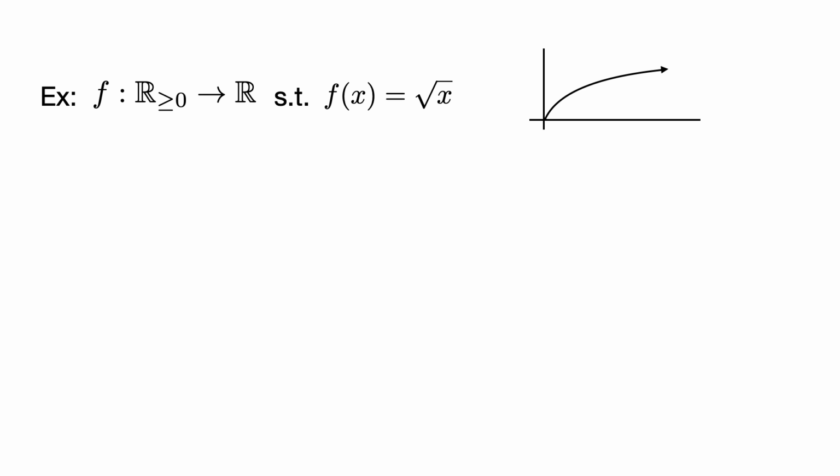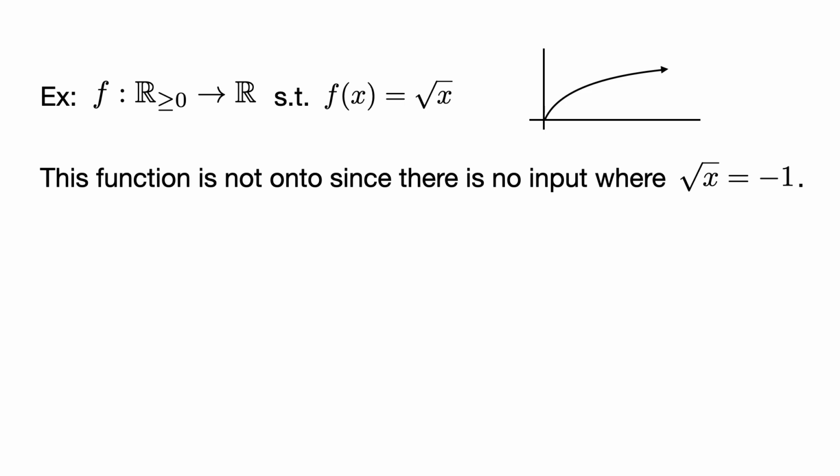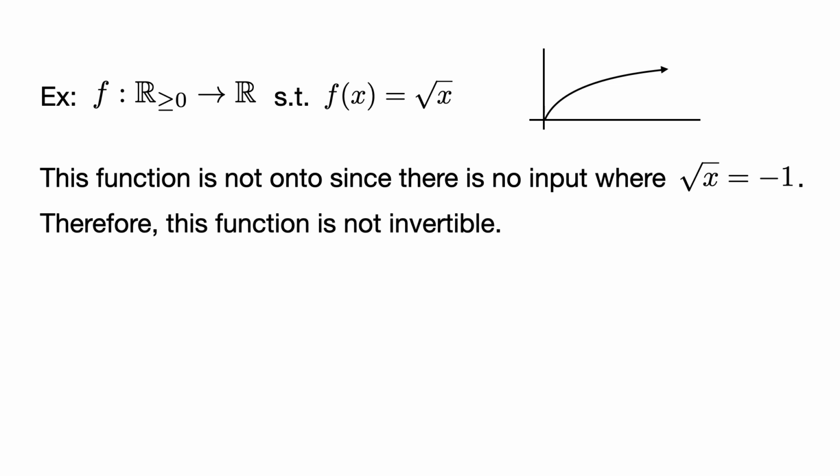Two more examples. Here, f is the function that maps the non-negative numbers to the real numbers such that f of x is equal to the square root of x. We're plotting it on the right. And we see that this function is not onto, since there is no input where the square root of x is equal to -1. In fact, there's no input where the output is any negative number. I just chose -1 as a single counterexample. Okay, so therefore this function is not invertible because it is not onto.